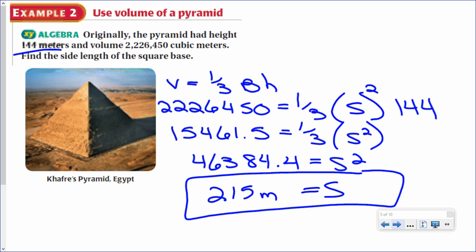So remember I said earlier, if you'd imagine the center going straight up, that's 144. And this appears to be about that. It looks a little bit more, but 215 would be the side length of the pyramid, and that's in meters.